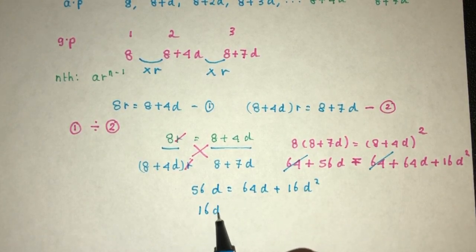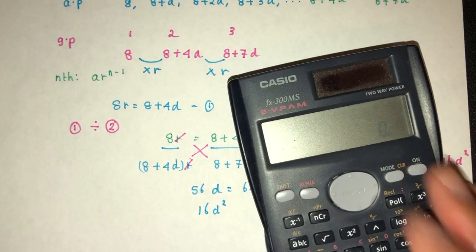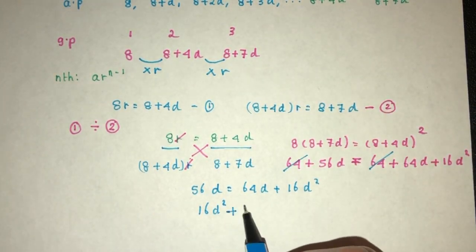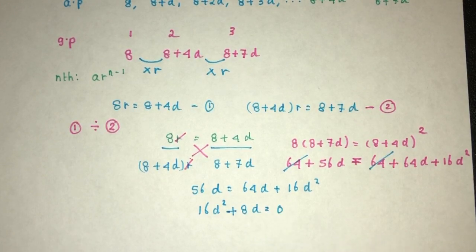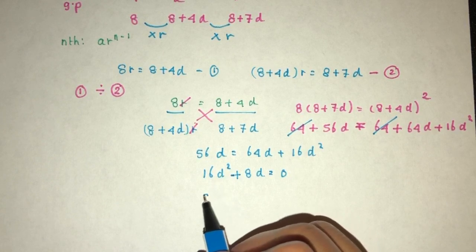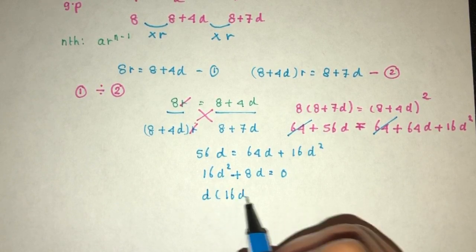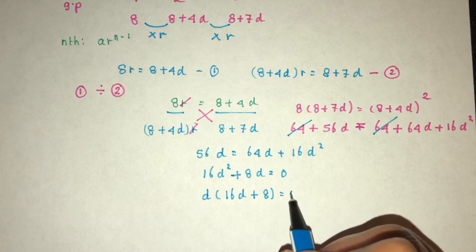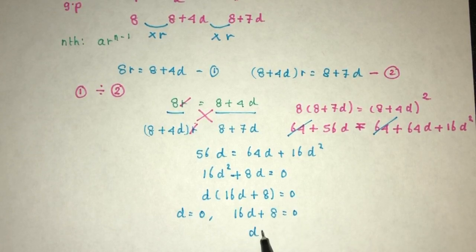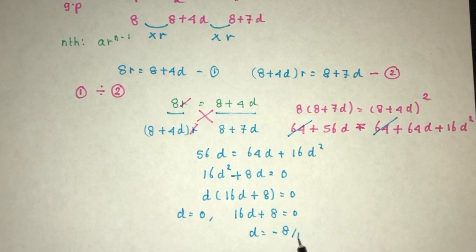So 16d square, send this over here, you will have what? 64 minus 56, that will give you plus 8d, that will be 0. Right. So now I can factorize the d outside. That will be d, you have 16d plus 8, that will be 0. So d can be your value of 0, or 16d plus 8 will be 0. So d will be minus 8 divided by 16, that should be minus half. So here we have found the value of d.